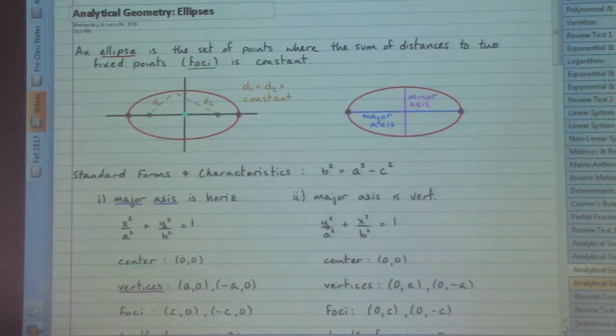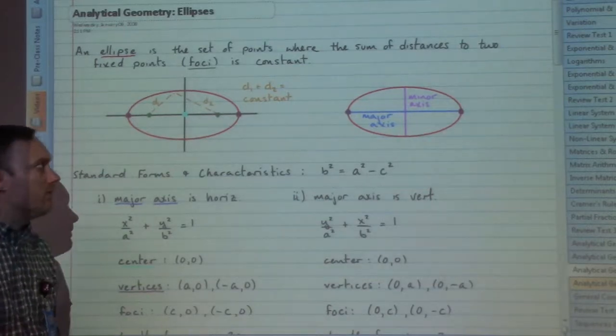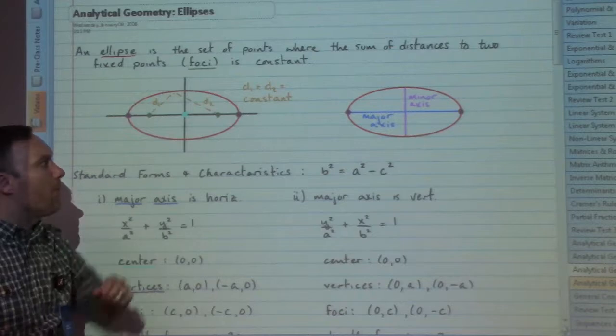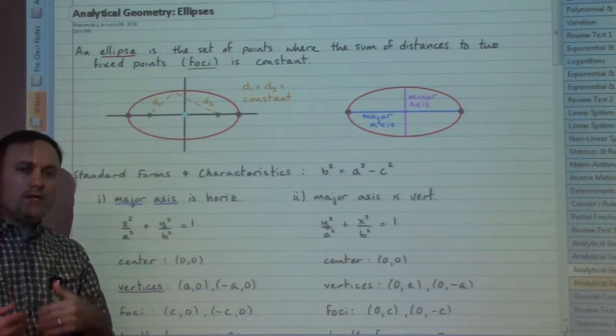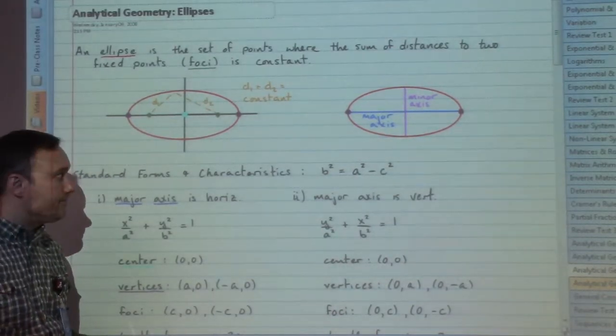As far as the geometric definition, it is the set of points where the sum of the distances to two fixed points is constant. These two fixed points, like the fixed point we saw with the parabola, are called a focus. There are two of them this time, so the plural of focus: foci. This is something that you can actually do.